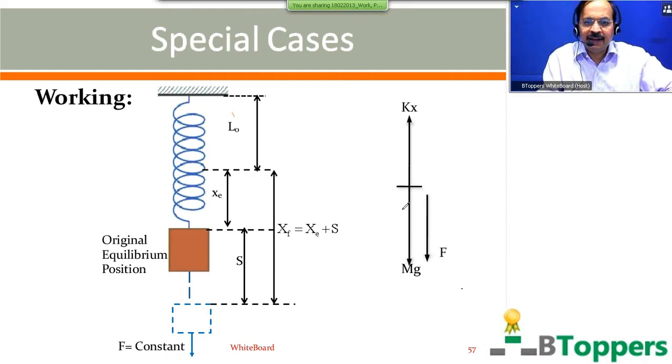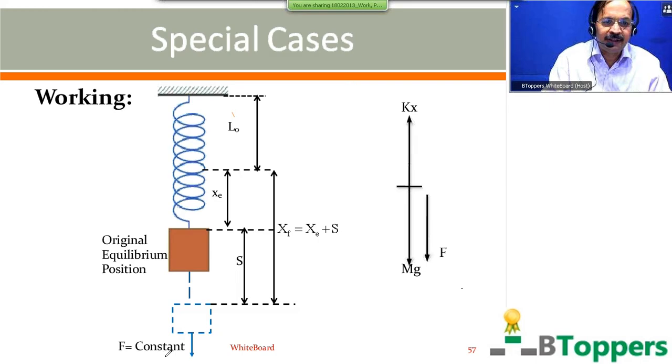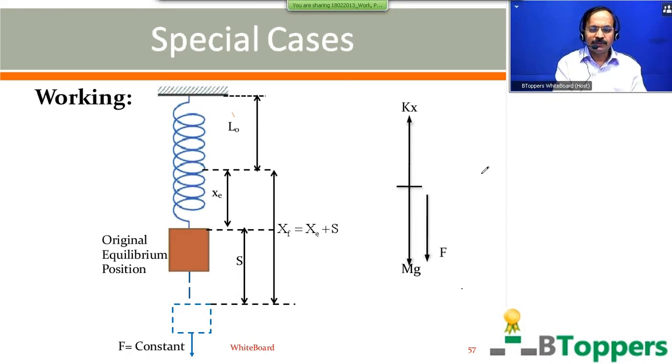On the right side, I have shown the free body diagram for the block in the new position of the block after the application of this constant force F in the downward direction. mg acts downward, the magnitude of elastic force by spring is K into Xf, acts upwards. Come on, copy both the diagrams first.